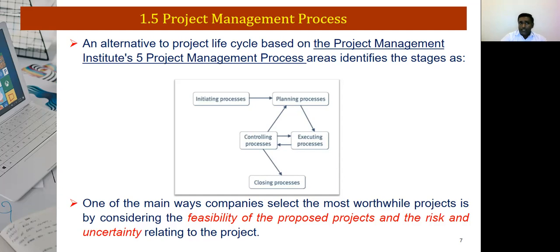Once the planning stage is completed, we get into the execution stage, where it becomes more critical. We are fighting against time, and absolute monitoring is necessary. Once the project is within control, then we will be able to close the process. One of the main ways companies select the most worthwhile project is by considering the feasibility of the proposed project and the risk and uncertainty relating to the project.